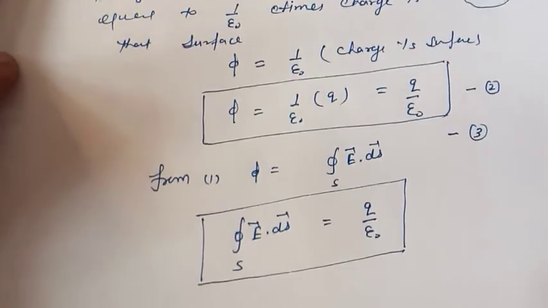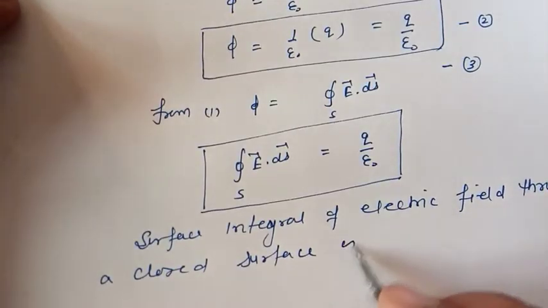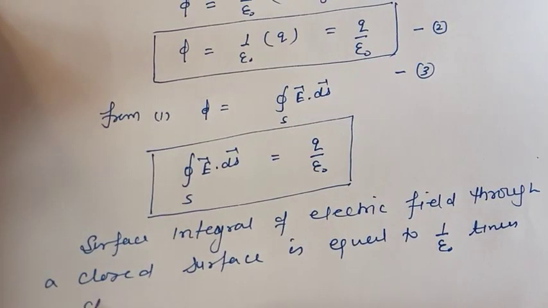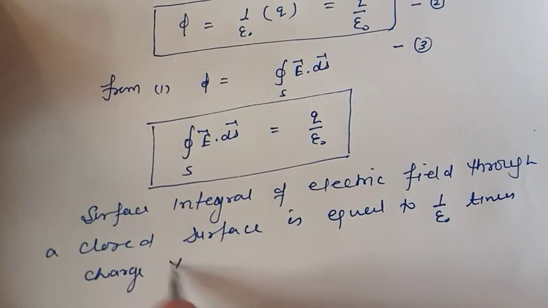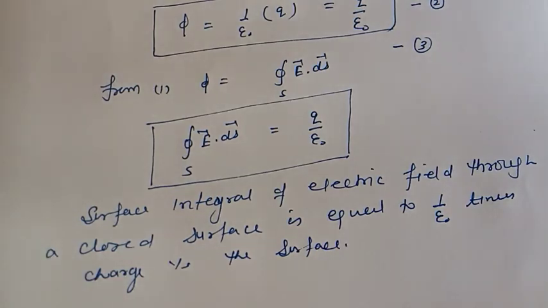And how will we write it? Surface integral of electric field through a closed surface is equal to 1 upon epsilon 0 times charge inside the surface. So this is the modified Gauss theorem, you can say.